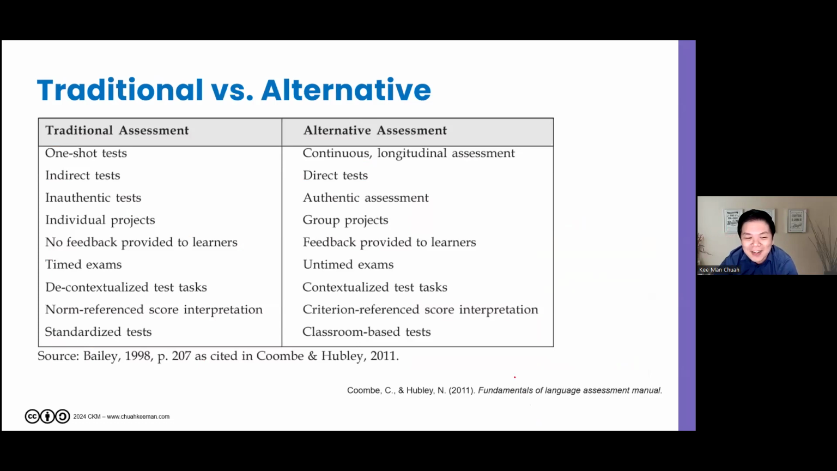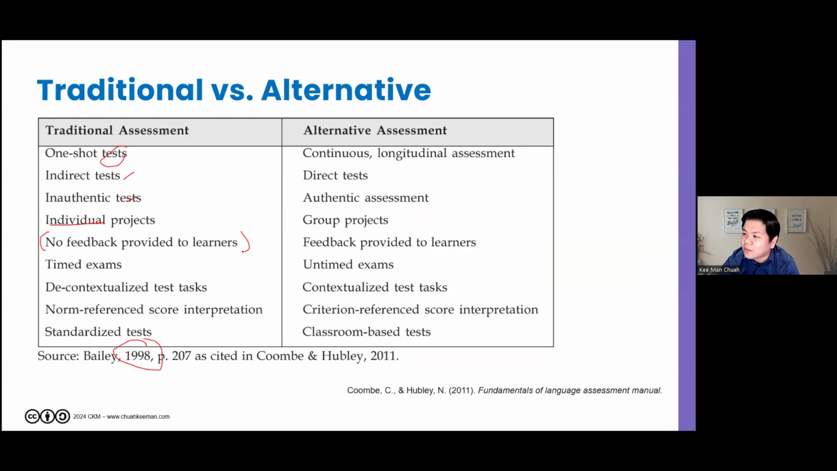So this is the so-called distinction between a traditional and alternative assessment. I think you have the slides already. But this was done quite long ago by Bailey in 1998. If you check recent literature, they will give you more or less the same distinction. I think you can see traditional is pretty much test, and individualized. And then I don't agree on this, right?